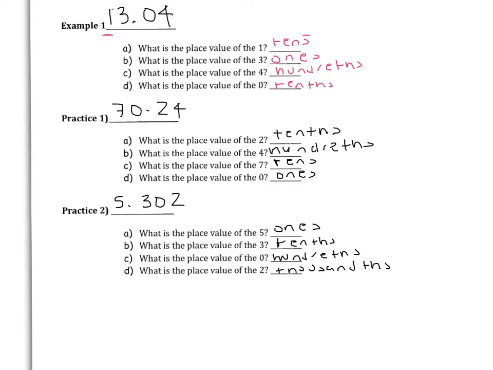Alright, go ahead and check your answers. Something I really want to stress is notice that anything to the right of the decimal has a THS on the end. So for example, if we look at practice 1, this 2 is 1 to the right of the decimal. That is the tenths place. This 4 is 2 to the right of the decimal. That is the hundredths place. Anything to the right of the decimal is going to have a THS on the end of it.